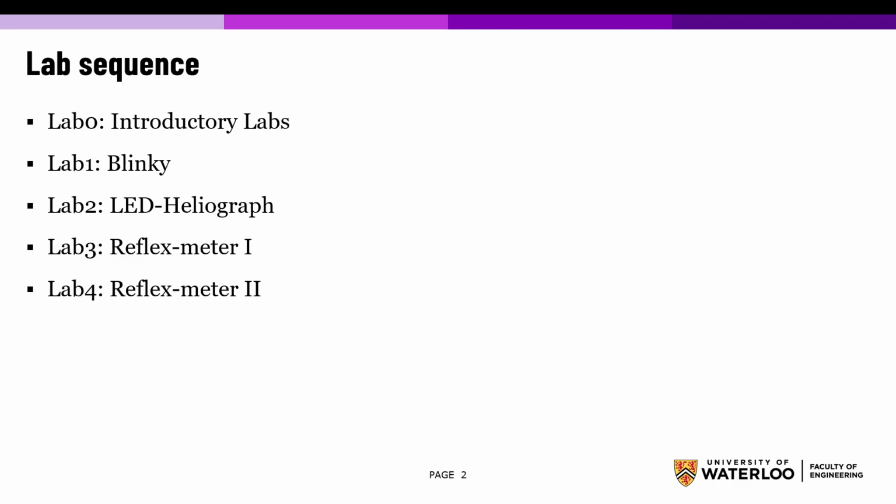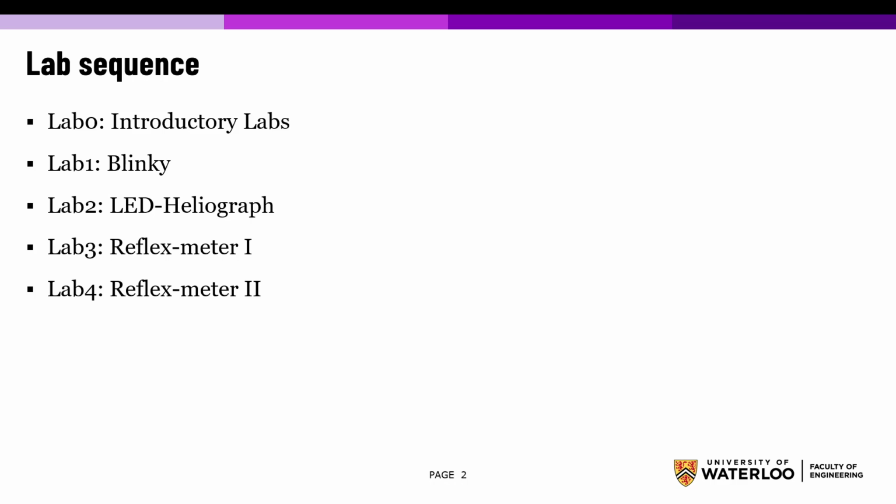Then for Lab 2, you're going to bring all the code you wrote for Blinky and extend it. You're going to use subroutines to implement the LED heliograph, which is nothing else but the same LED that you turn on and off, but with a particular pattern, so you can transmit a string in Morse code format.